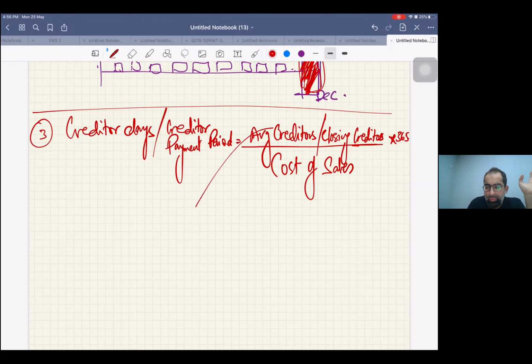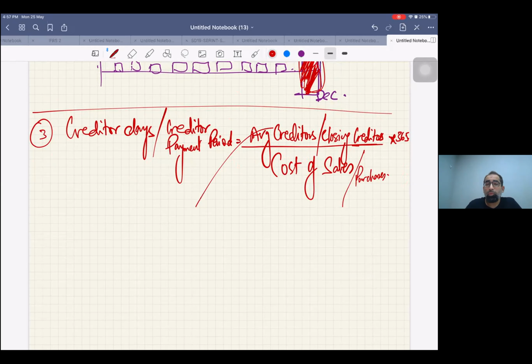Now, sometimes in some books, there is one more formula written, with purchases. You write purchases in the denominator. But if you see the latest questions, 90% of the latest questions, purchases are not given. So we can use cost of sales instead of purchases, right?